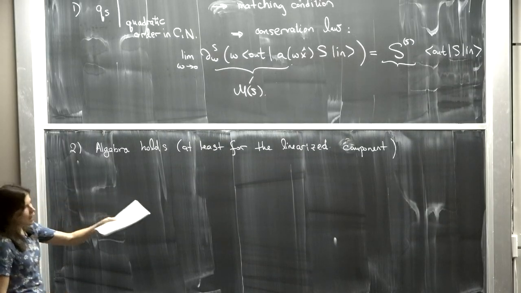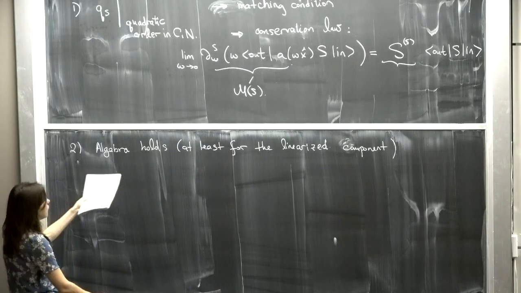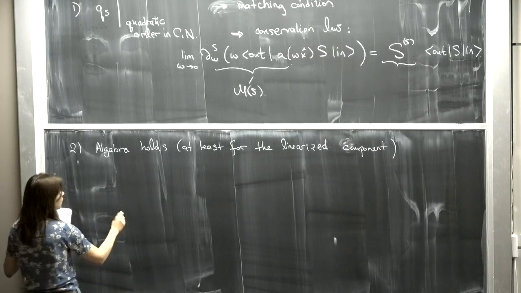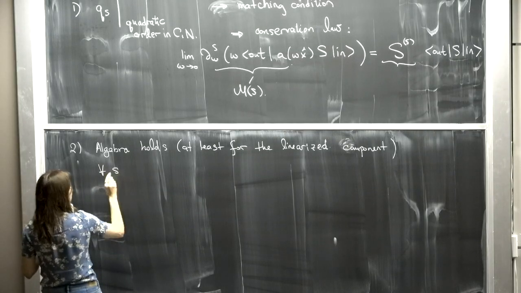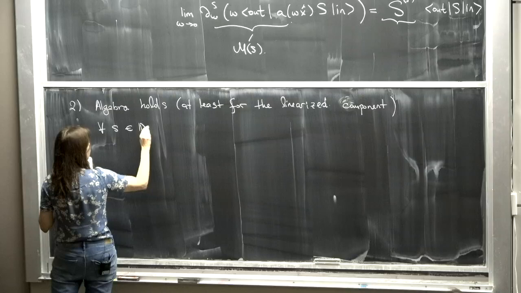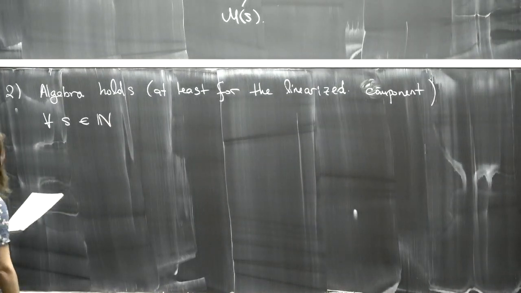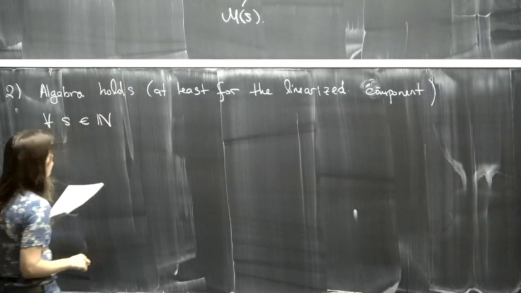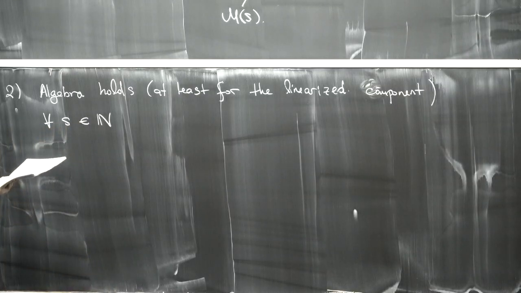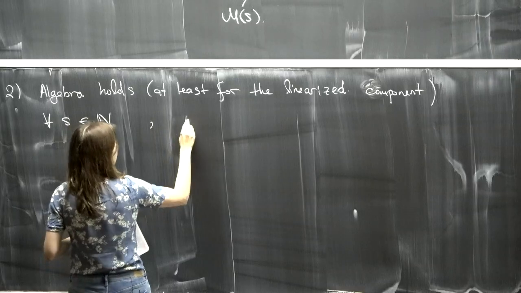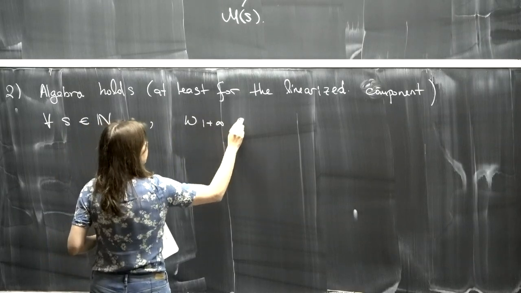Okay, so this algebra that we have on the other board actually continues to hold for all s, for all positive integers s. And so for such a tower of charges s, this algebra actually has a name. It's called the W1 plus infinity algebra.